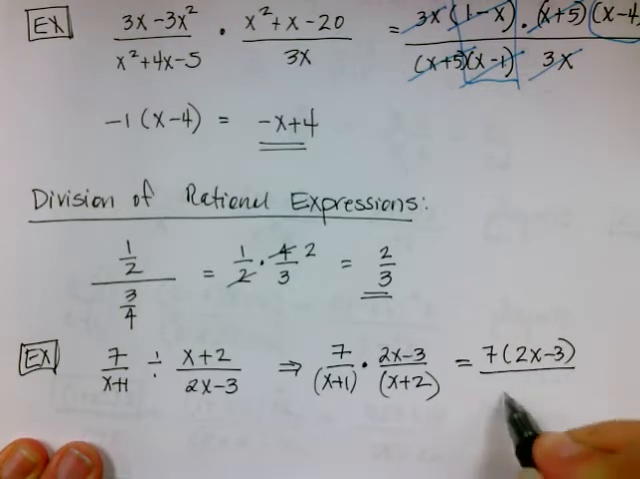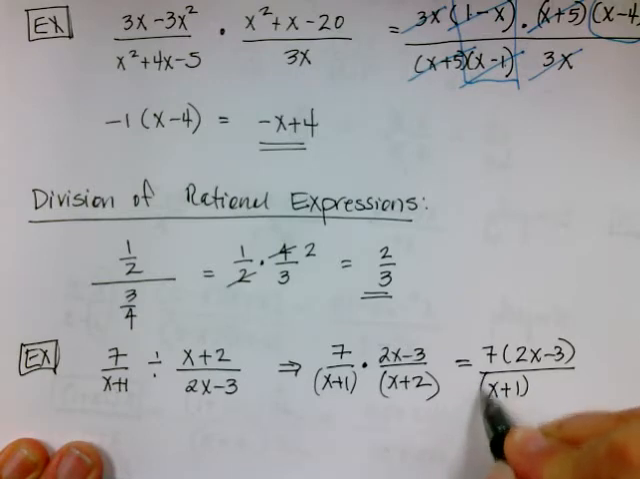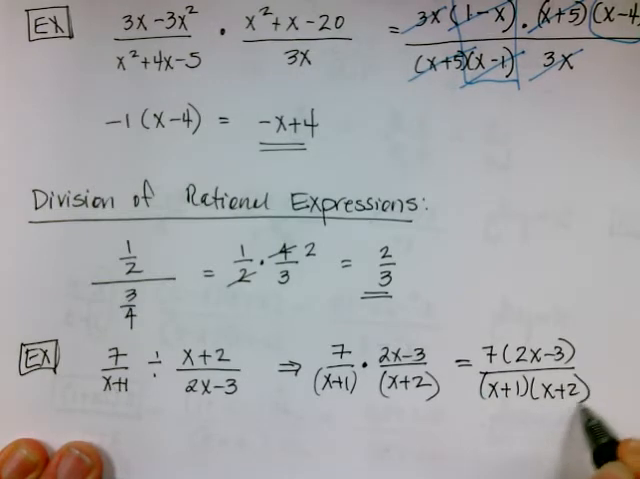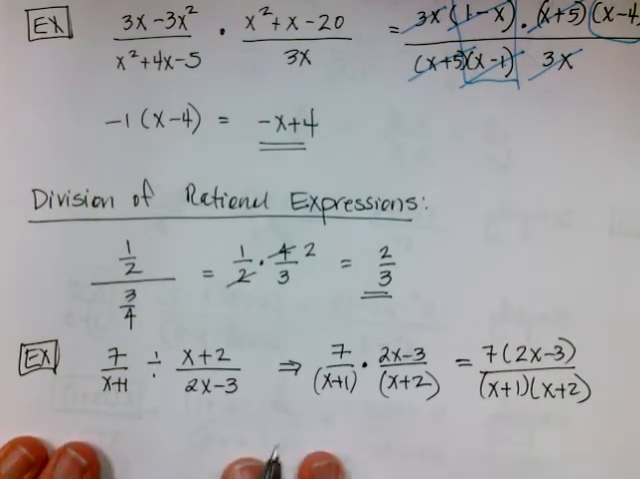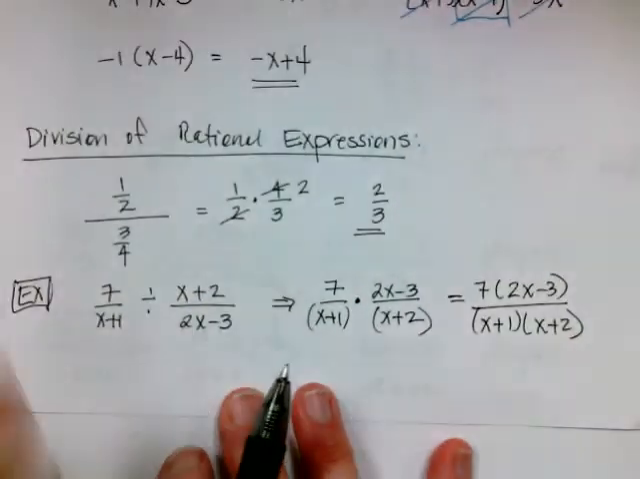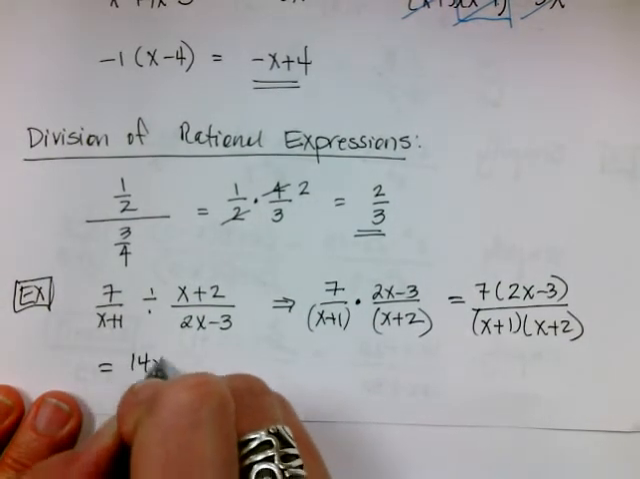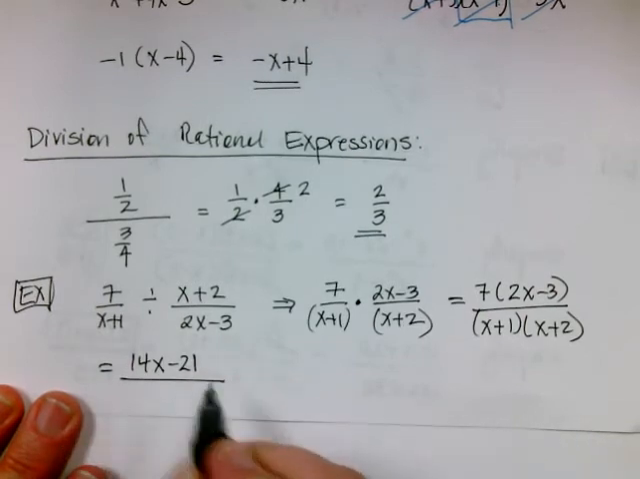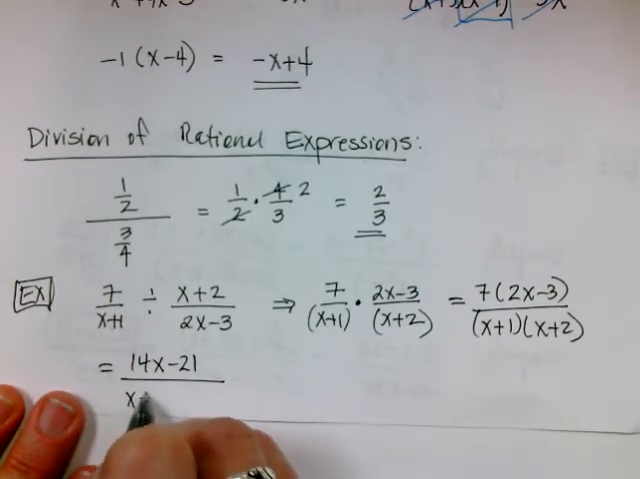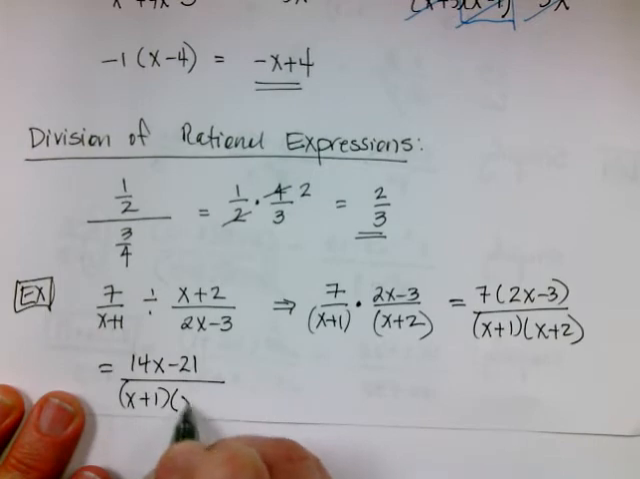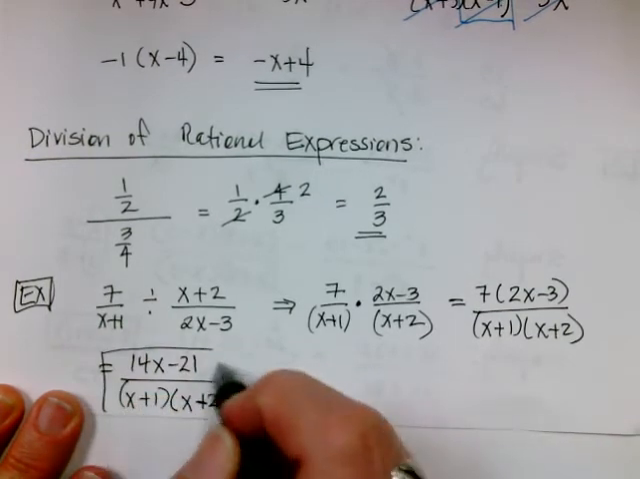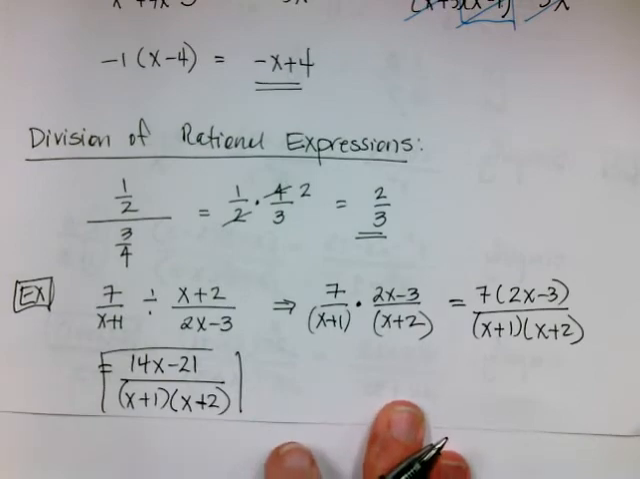I do not distribute on the bottom, because if I leave it in its factored form, that shows me my vertical asymptotes, which we've been talking about. So then I would have 14x minus 21 over, and then I'm going to leave the denominator undistributed. Okay, that's a plus. I'm running out of room. That would be my answer.